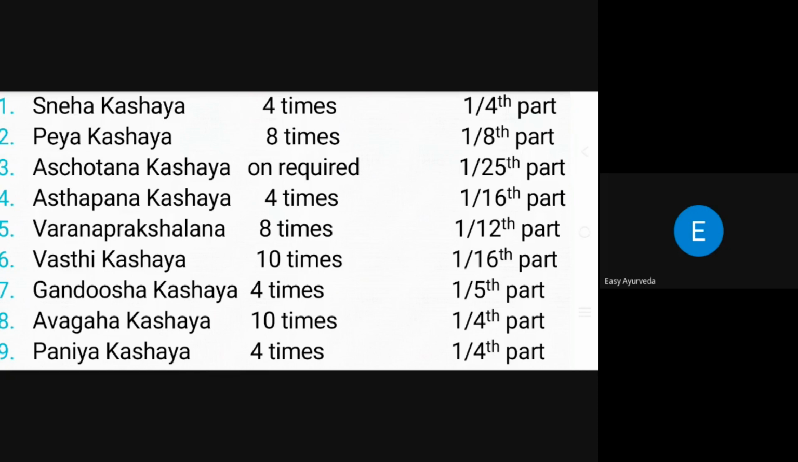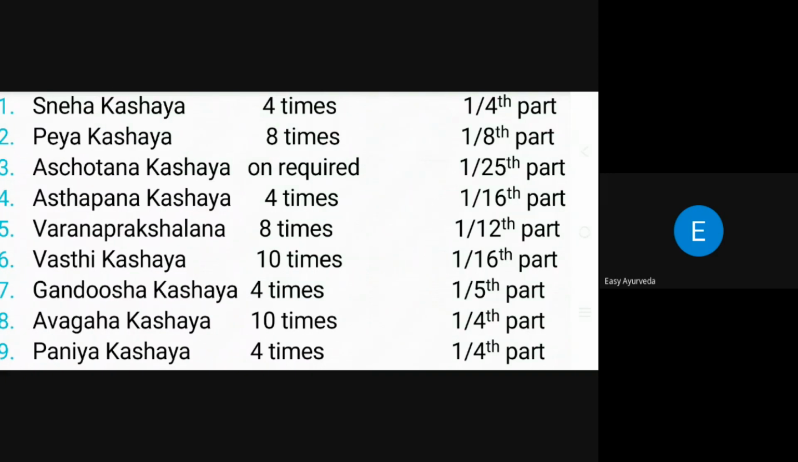Basti Kashaya is also one of the types of Basti preparations, and external Bastis are also available. In that context, if you are using the Kashayas, 10 times of water should be used and reduced to 1/16th part. Gandusha Kashaya is a gargle, where the decoctions are used for mouth gargling purposes.